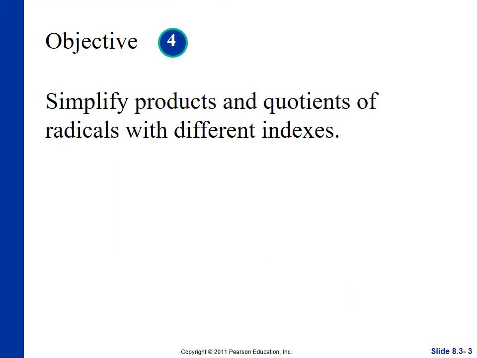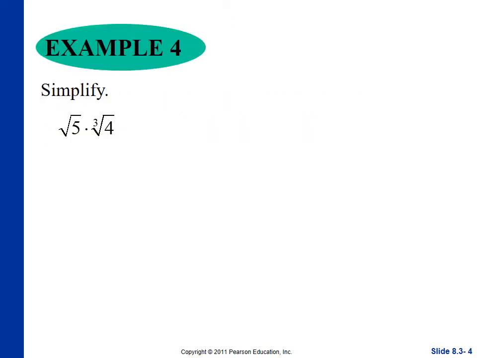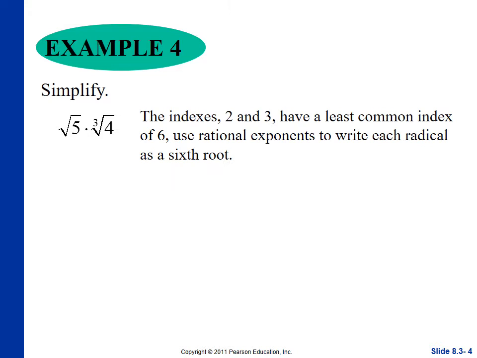So again, let's talk about simplifying products and quotients of radicals with different indices. The square root of 5 times the cube root of 4. When we have different indices, we have to come up with a common denominator, and write the radical using that new index. The square root of 5 is 5 to the 1/2 power, and the cube root has index 3. So we have to find a common multiple between 2 and 3, and that's 6.